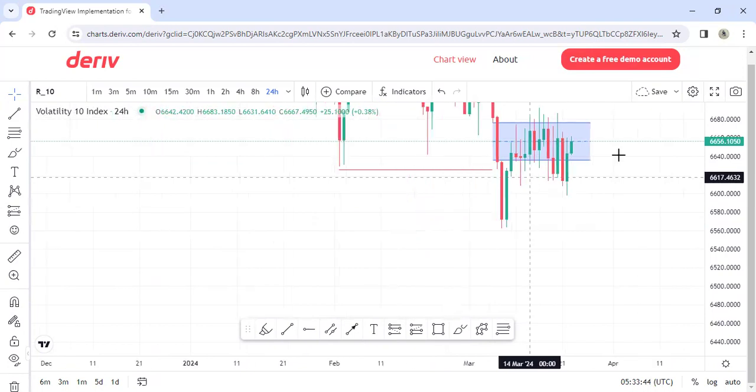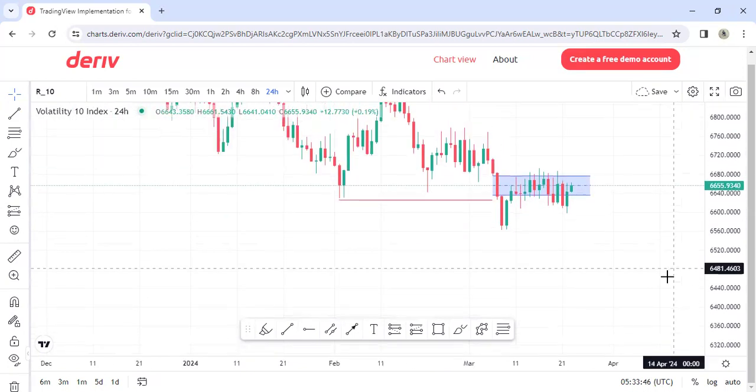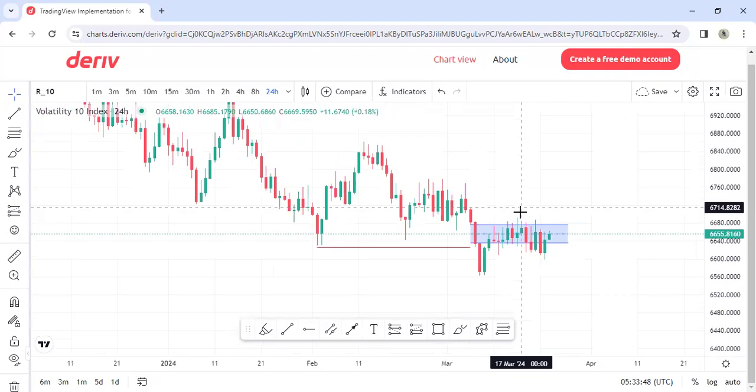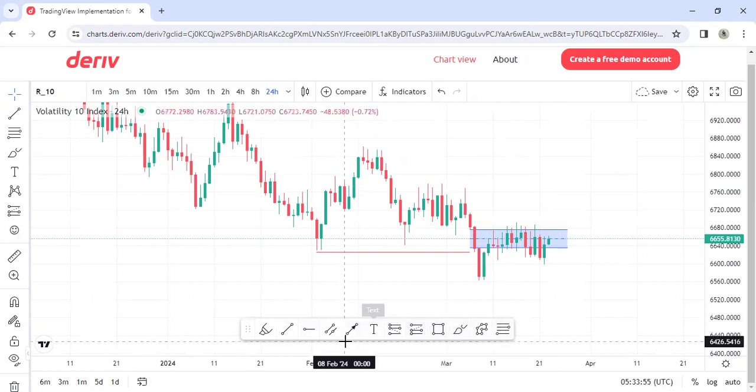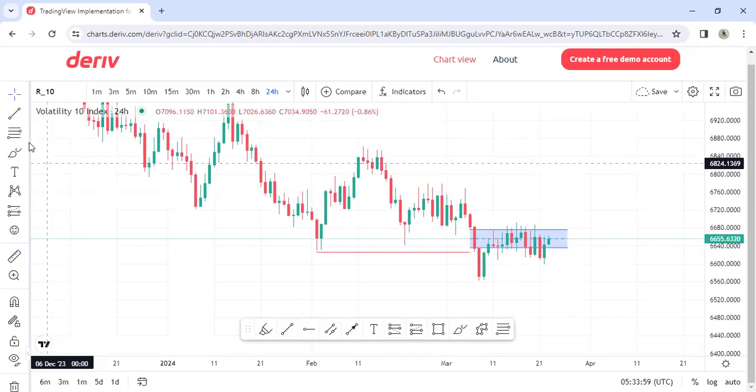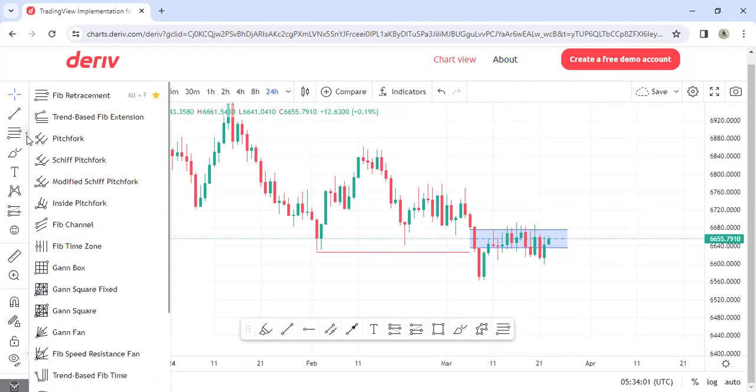But ideally, this market is bearish from the higher time frame, right? But now the issue is, where are we going to see that continuation to the downside? That's just the issue now. All right, so let's see if we can get our fib tool.